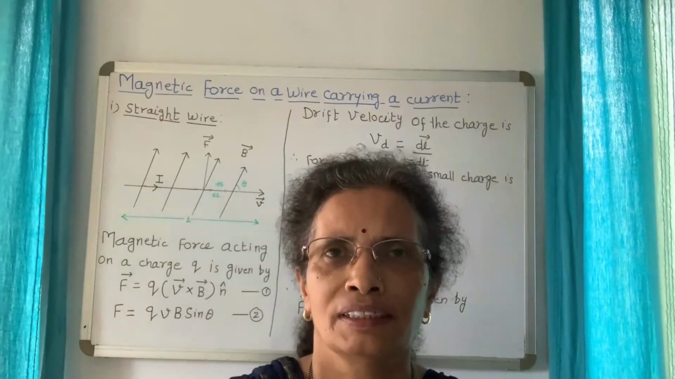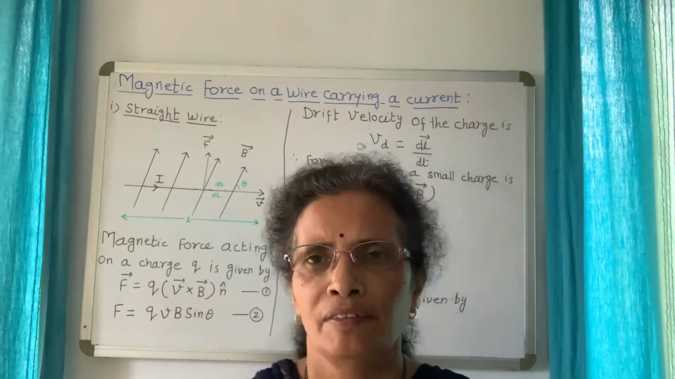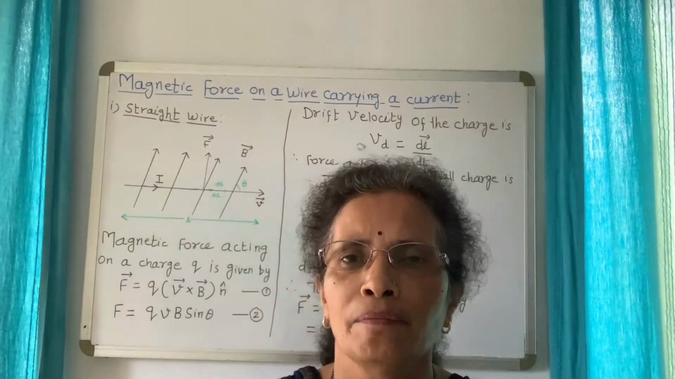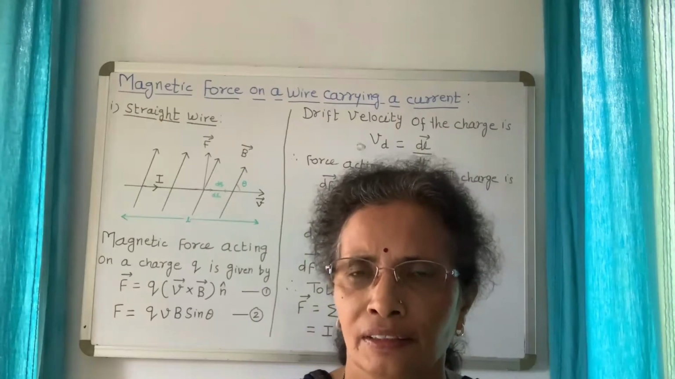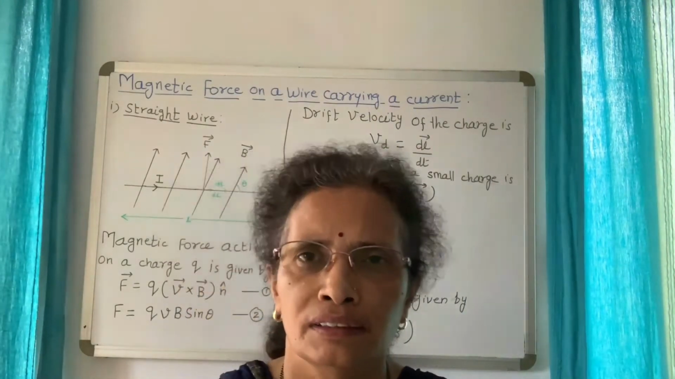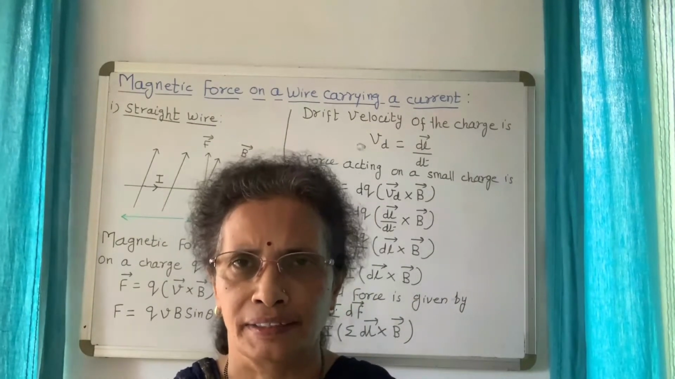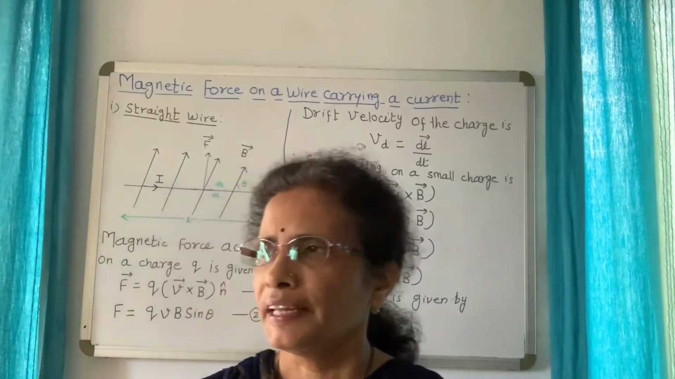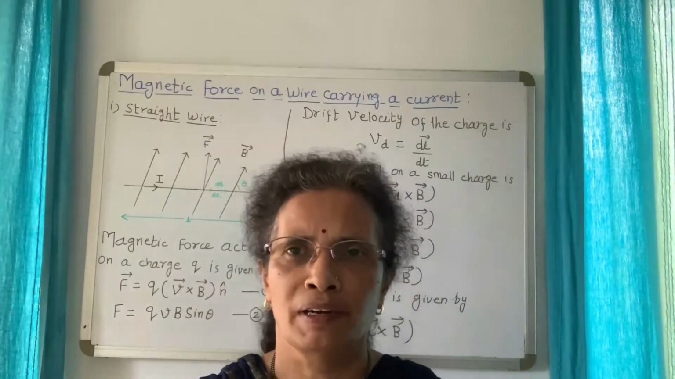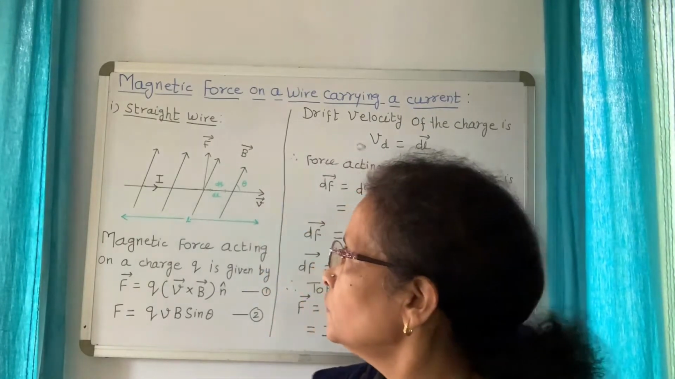Whenever the current passes through the conductor, it produces a magnetic field around it. How can that be observed? By keeping a magnetic needle near it. The magnetic needle gets deflected. It shows that there is a magnetic field around the conducting wire carrying current. If the direction of the current is reversed, the deflection of the magnetic needle is also in the opposite direction.